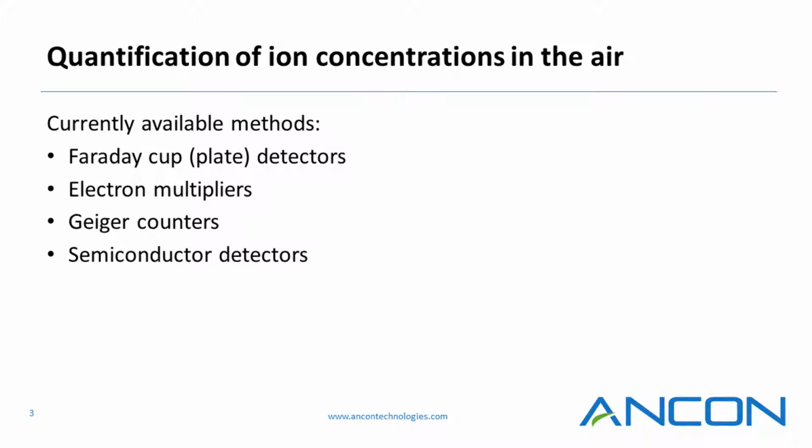The Geiger counter, which is an instrument for detection and measuring ionizing radiation by utilizing the ionization effect produced in a Geiger-Müller tube filled with low-pressure argon, helium or neon. And finally, semiconductor detectors, which measure the effect of incident charge particles, or photons, to quantify ionizing radiation.